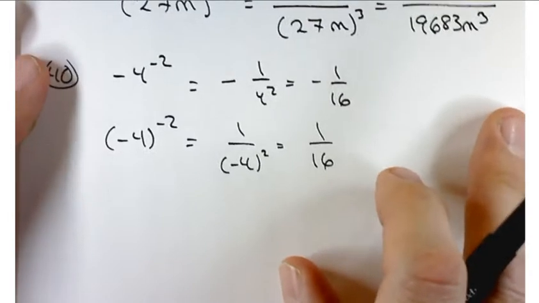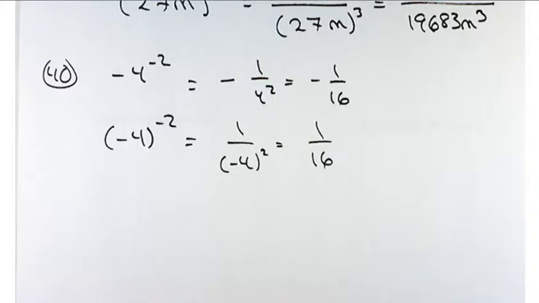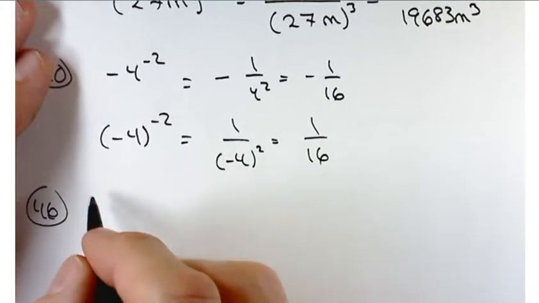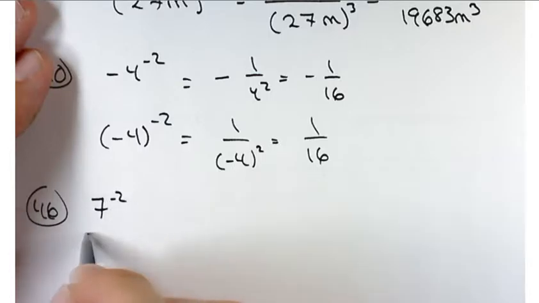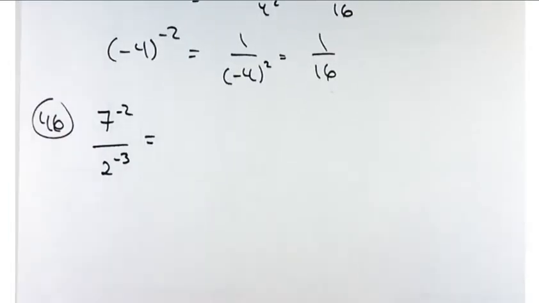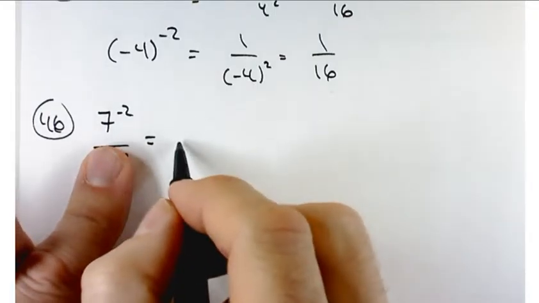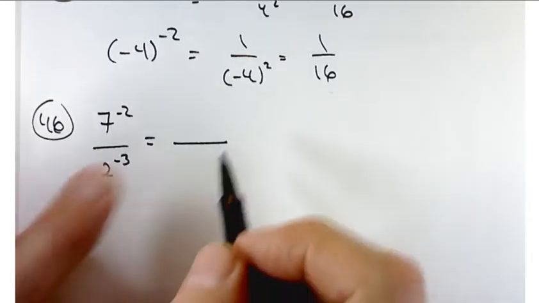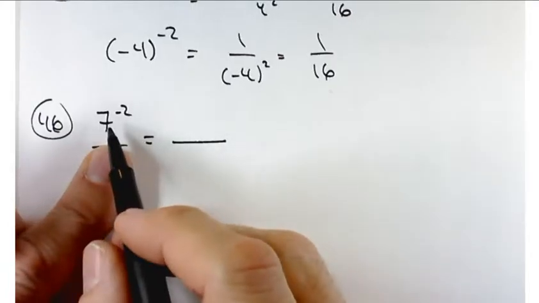Let's try problem number 46. 7 to the negative 2 over 2 to the negative third. Now maybe you just want to sit back for a minute and watch and kind of catch the happy ending, the result here that I get. I'm going to take a little bit longer path than I suggest you take typically, just for this first one.